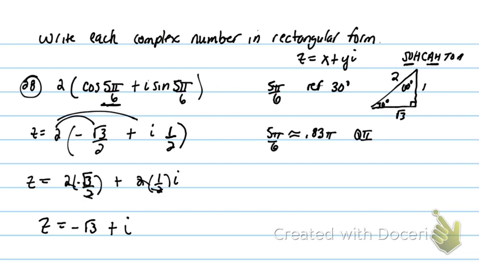Make sense? And the reason they call it rectangular is because it's so easy to get to rectangular. The x-coordinate would be negative square root of 3. The y-coordinate would be 1. Are you all right with that? Okay. And that's it. Pretty easy, right? Okay. All right, I'm going to turn this off.